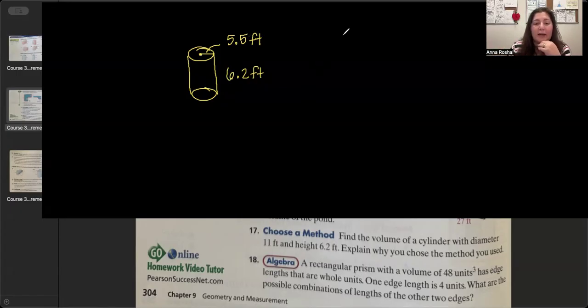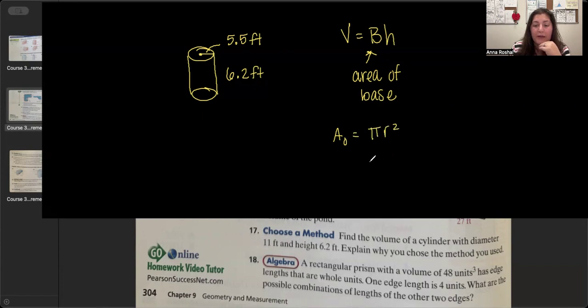Okay, so I know that the volume is always going to be the area of the base times the height. Well, in this case, my base is a circle. So I know that I need to find the area of the circle first, which is pi r squared. I know that my radius is 5.5, so I'm going to go pi times 5.5. Actually, we can just do that squared. So in this case, I'm going to go 5.5 squared times 3.14. And I'm going to get my area of the circle, or my area of the base, is this.